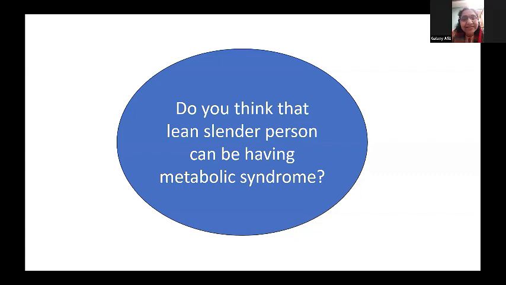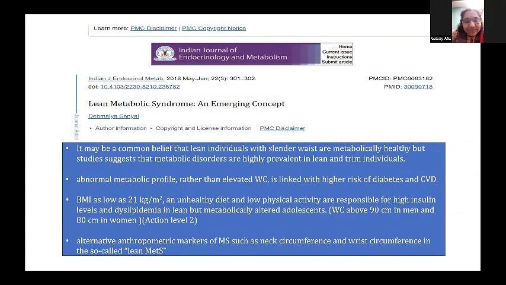Okay. Lean, slender person can also have metabolic syndrome. Yes. So it is the visceral fat which is important, rather than the adiposity on the abdomen parietes or in the thighs. So a lean person can also have higher visceral fat. So metabolic syndrome can be there in lean persons also.